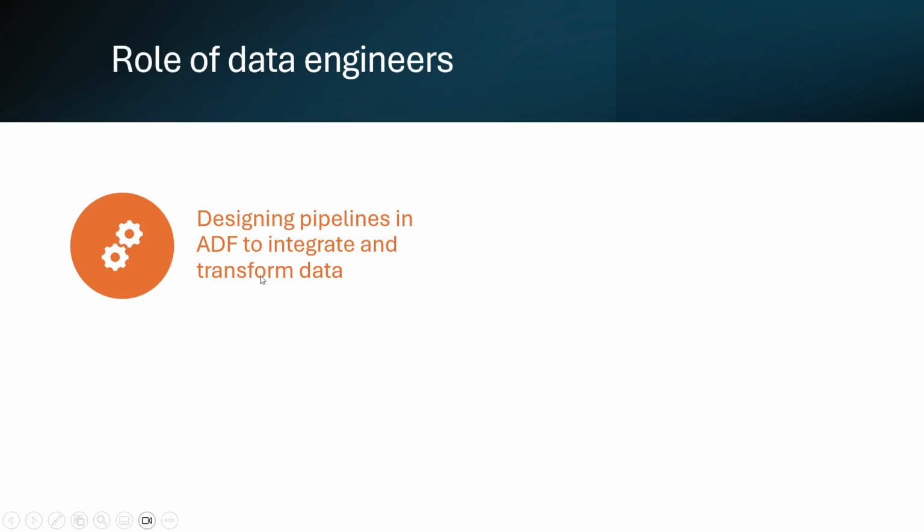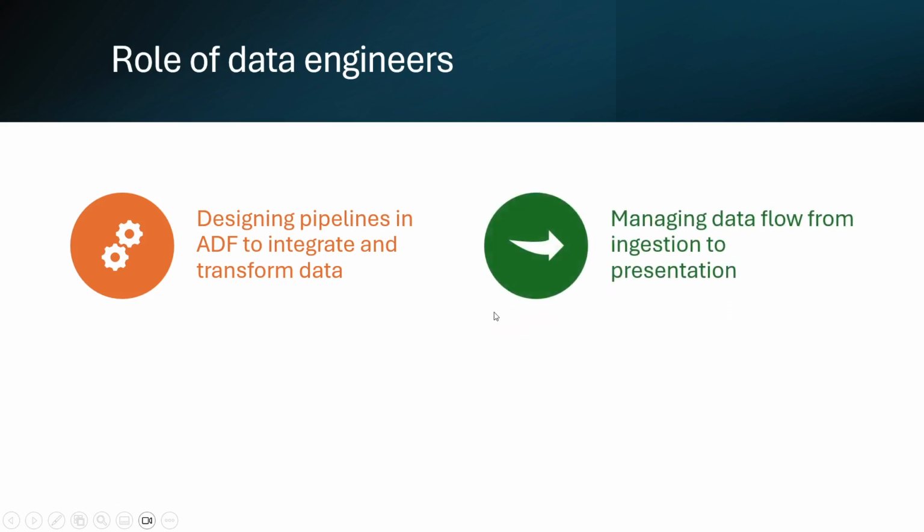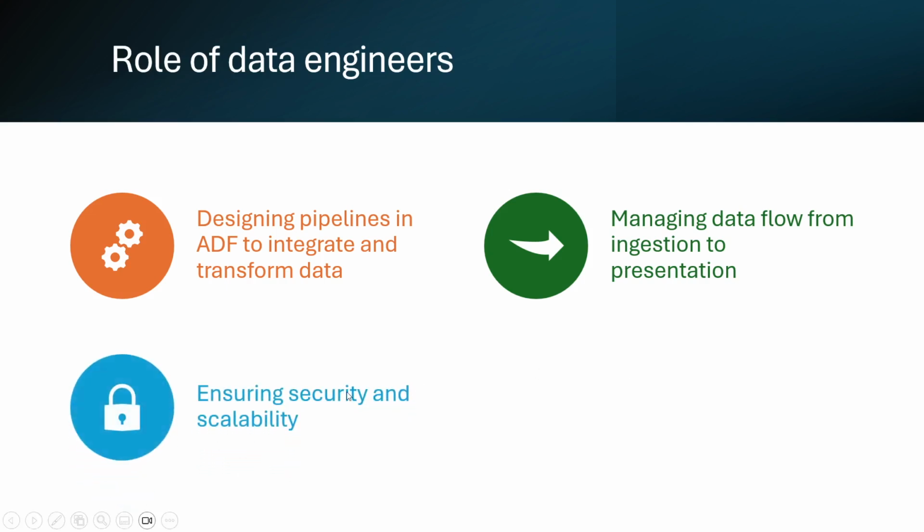We also perform transformation of data. Then managing the data flow from ingestion to presentation. When I say managing, it involves everything from designing the pipeline, deciding when to run these pipelines, how often you need to bring this data, how often you need to transform this data, and then ensuring the security and scalability of these pipelines. As the data volume increases, the design should be able to handle the increase in data volume.